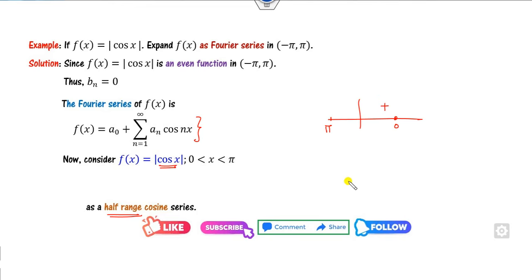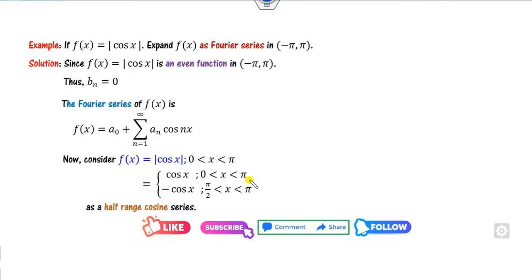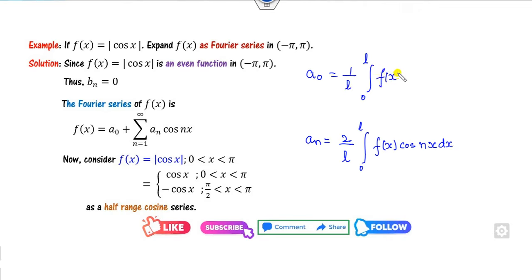In the first quadrant, cos is positive, in the second quadrant, cos is negative. So that means this value has two possibilities. One is cos x, second is minus cos x, depending on whether x lies between 0 to pi, or minus pi to plus pi. Now once it is a half range cosine series, you all know how you can find the a naught and an. So it is 0 to L, f(x) cos nx, and a naught is 1 over L, 0 to L, f(x) dx.